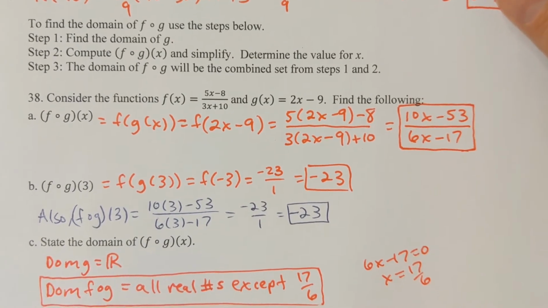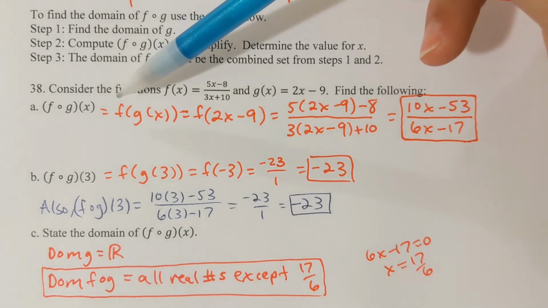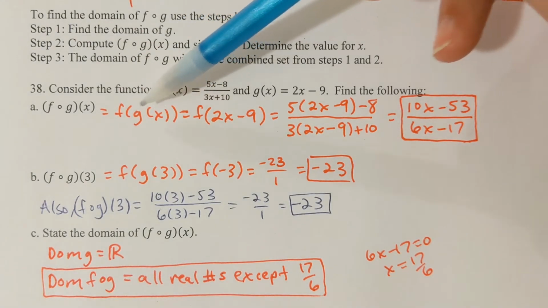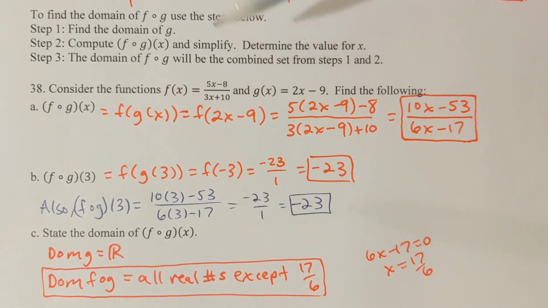Part C, state the domain of f composed g. So step 1 is to find the domain of g. You see, g is being plugged into f. So we have to know the condition on g before we start plugging these numbers into f composed g. Like there may be a problem with certain numbers and plugging them into g of x.